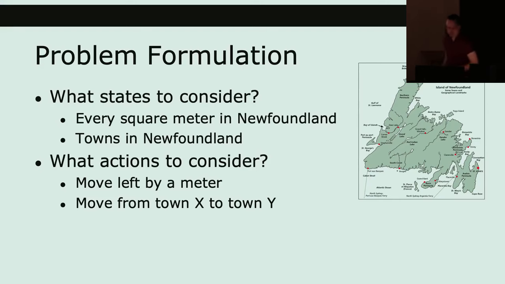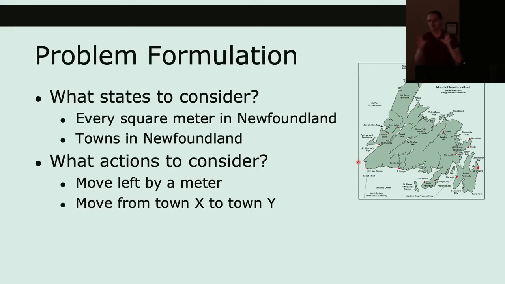So for example, you might say, in order to get from St. John's to Port aux Basques, you would go from St. John's to Clarenville, Clarenville to Gander, Gander to Grand Falls, Grand Falls to Stephenville, and Stephenville to Port aux Basques. Maybe that's your sequence of actions. And then you can assume that the agent carrying out those actions is capable of doing those actions. Similarly, if you had chosen move left by a meter, then your agent has to be capable of measuring its distance of going by 1 meter.